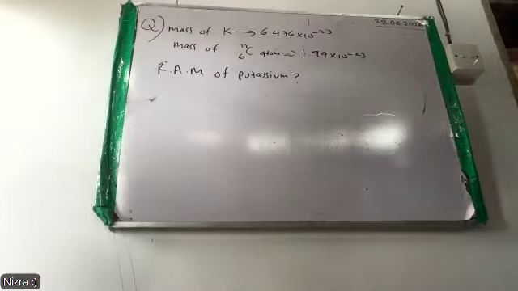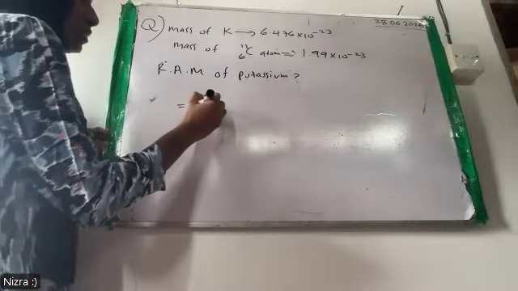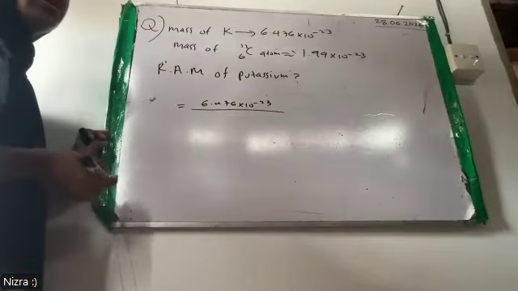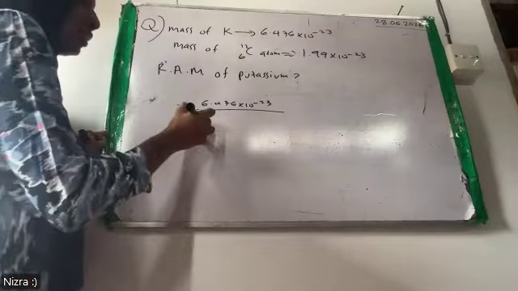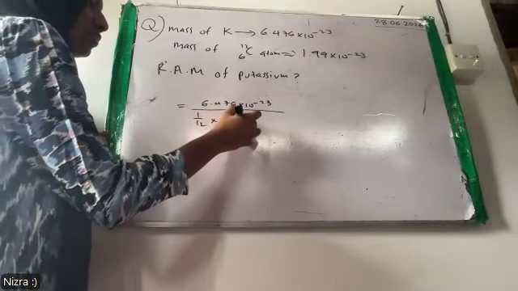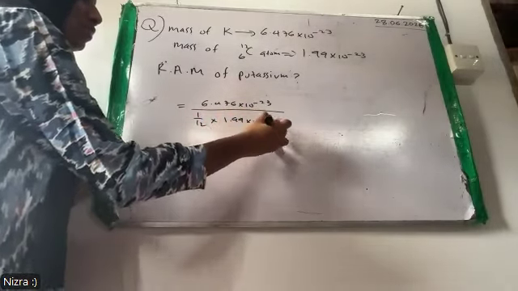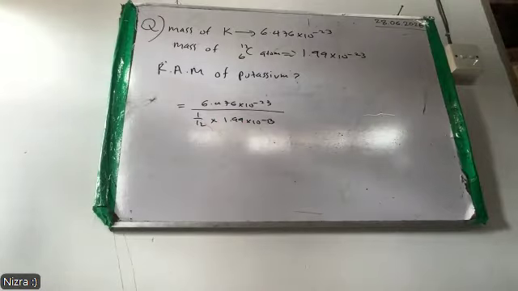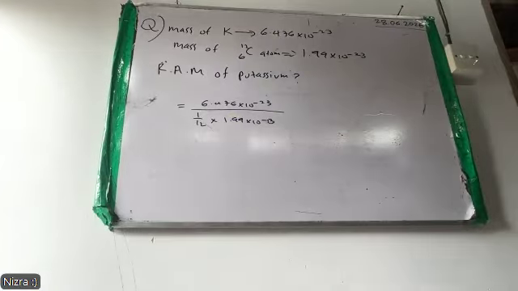Okay. So you should have got 6.476 into 10 power minus 23 on the numerator, and on the bottom, you should have 1/12 the mass of carbon. Got it? So that is the question on this.